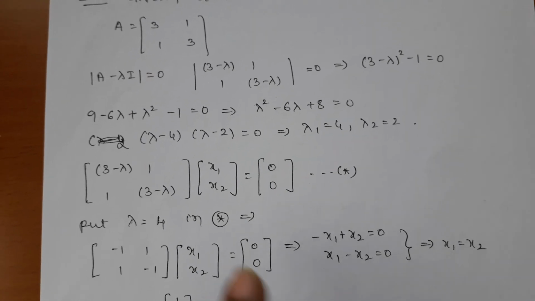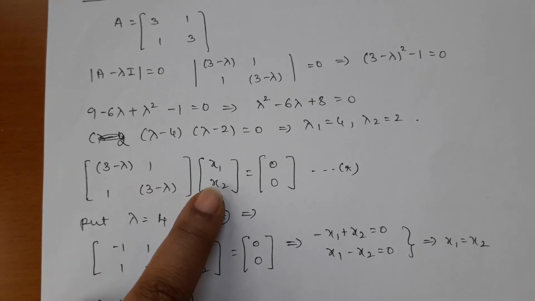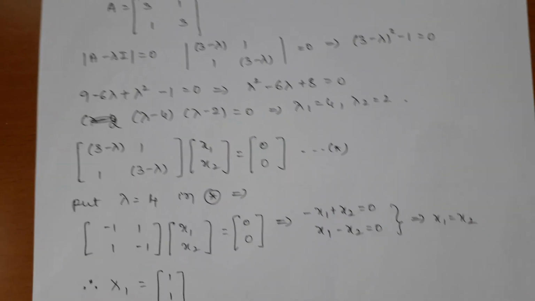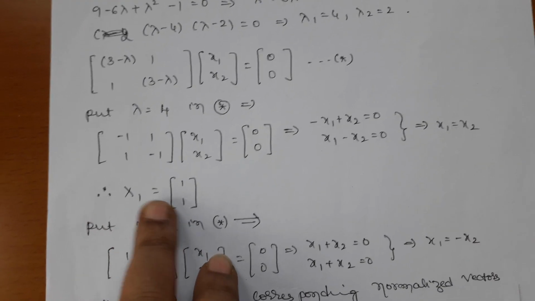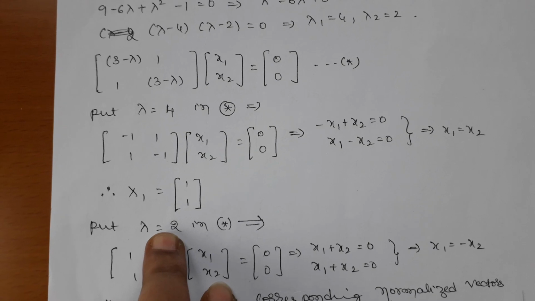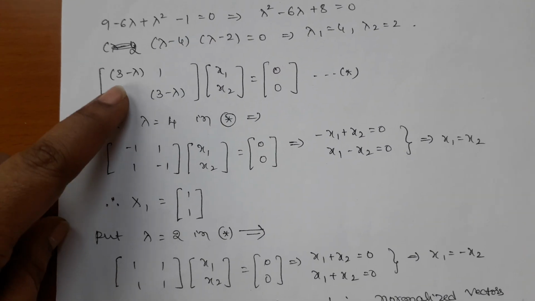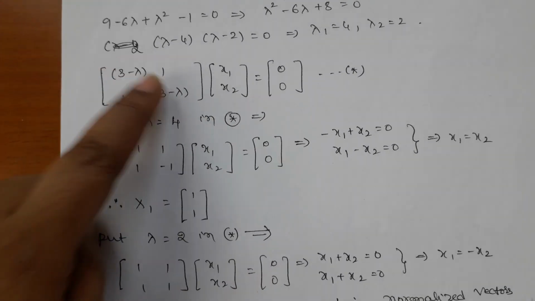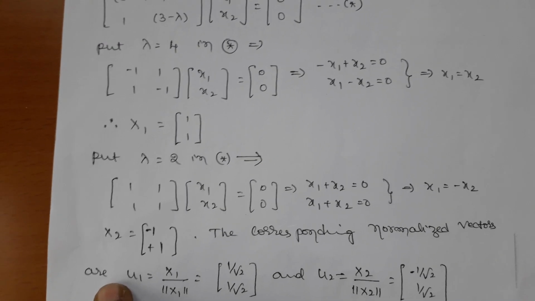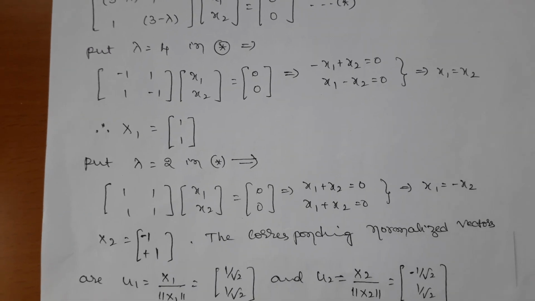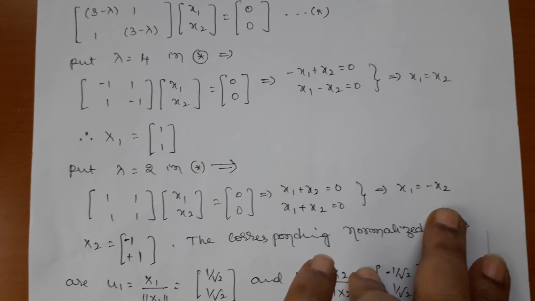Now I have to take the eigenvalues one by one and substitute in the matrix (A minus lambda I) into matrix X equal to matrix 0. Substitute lambda equal to 4. Write the equations, and we get the corresponding eigenvector 1, 1. Again I substitute lambda equal to 2. Then we get the matrix 1, 1, 1, 1. Simplify that. We get another vector, minus 1, 1, or 1, minus 1 if you choose. Here I took x1 equal to minus x2, or if you want, x2 equal to minus x1.